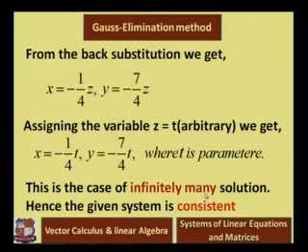Why is this the case of infinitely many solutions? Because when we change the value of t, we simultaneously get changed values of x and y, and that is why it is the case of infinitely many solutions. And since we get this solution, the given system is called consistent.